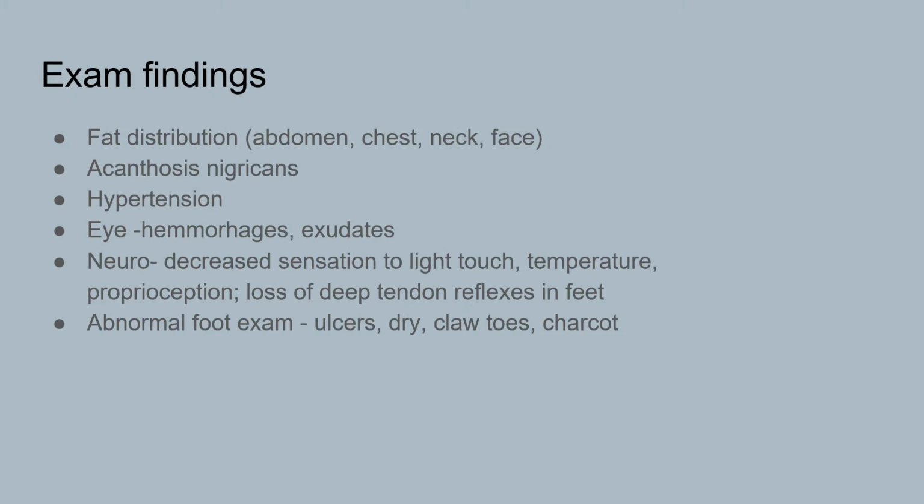So what findings are we going to see on physical exam for type 2 diabetes? A fat distribution where they have a lot of central obesity, so fat on the abdomen, chest, neck, and face. Now this looks different than Cushing's disease. It's not a moon face. It's kind of just an overall obese. Acanthosis nigricans. We'll show a picture of that in a minute.